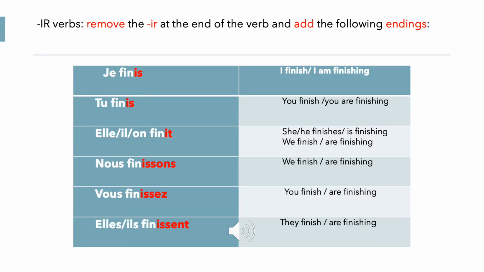Just like we do for ER verbs, the first thing we need to do is to remove the IR at the end of the verb and add the following endings. So you can say IS for je and also for tu, IT for il or elle or on, etc. Can you see the similarities with the endings of the ER verbs when you look at the nous, vous and il or elle with its endings?